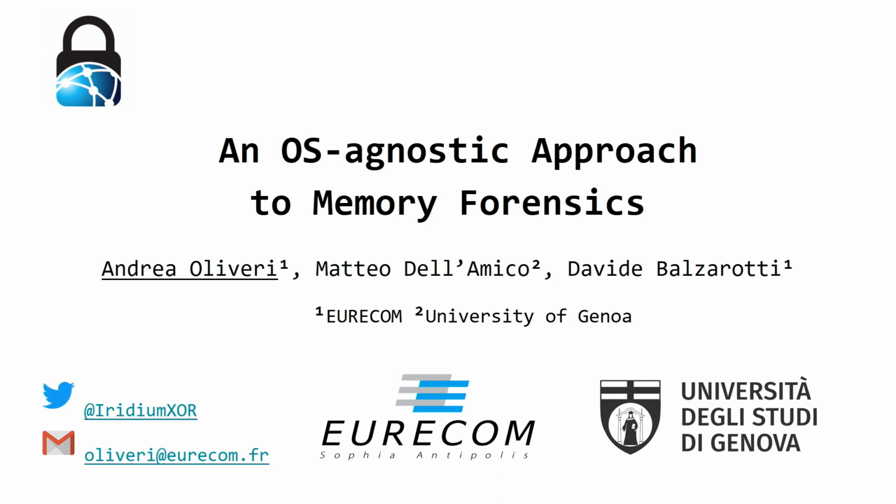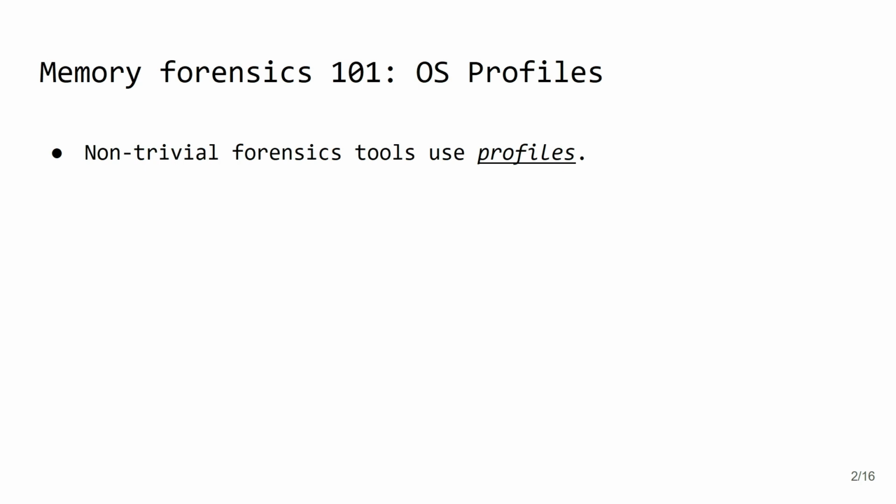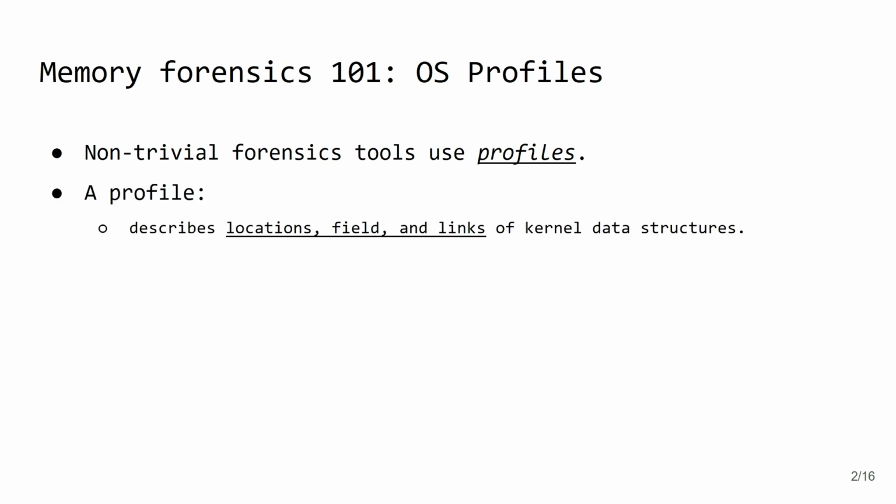I'm Andrea Oliveri, PhD student at Eurocom, and today I will present you our work, an OS-agnostic approach to memory forensic. Memory forensic is the art of dumping and analyzing volatile memory of systems to extract artifacts. Ordinary forensic tools use profiles to extract forensic data from the kernel data structure. A profile is a sort of map which describes the location, the shape, and the link of the kernel data structure, permitting the forensic tool to traverse them and recover artifacts.